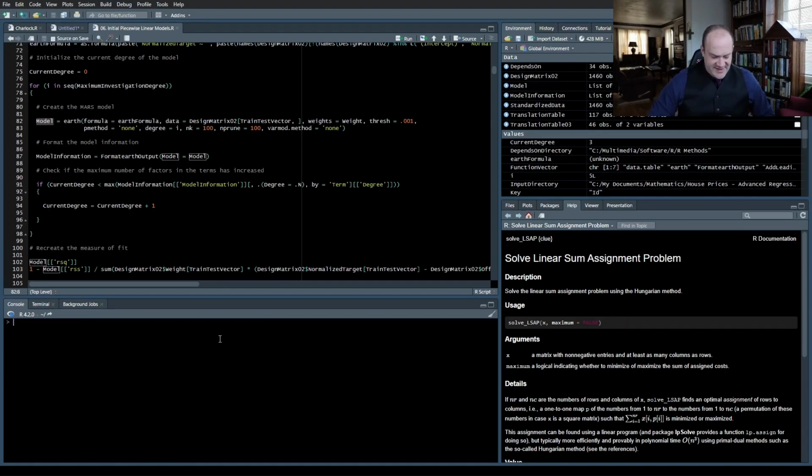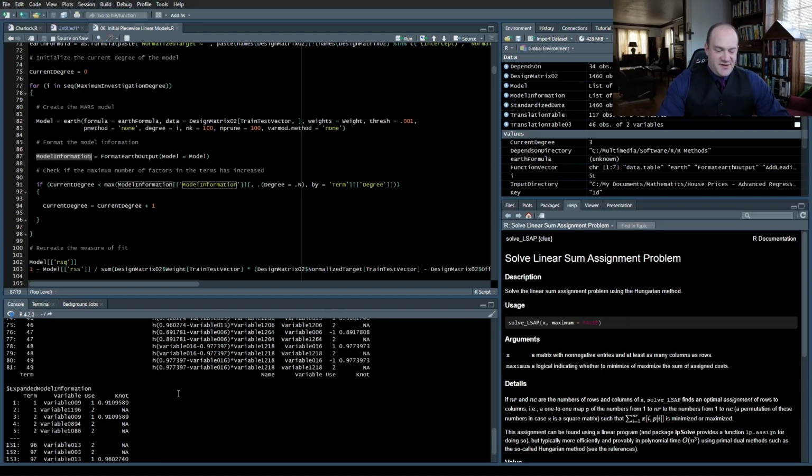The model output is in fact a list, and so the point of the model information here, the format Earth output function, is it takes the model output from the Earth routine, and it just parses it. It does exactly what we said we wanted it to do, which is that we're going to transform our minimum functions into linear minus a max, and so on. And so we're actually going to disentangle all that stuff, and that's what's going on there.